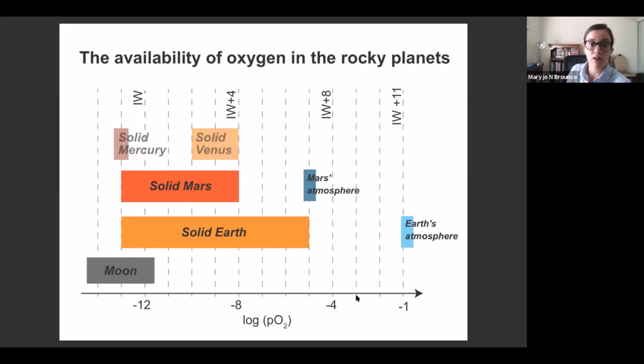availability of oxygen. I've put Mercury and Venus as semi-transparent on this diagram, and that's because constraints for these planets are relatively uncertain, which in large part is due to a lack of material that we have on Earth from those planets to measure. But we've got a decent amount of material in the meteorite collections from Mars, and we've got, of course, the Apollo rocks from the moon.